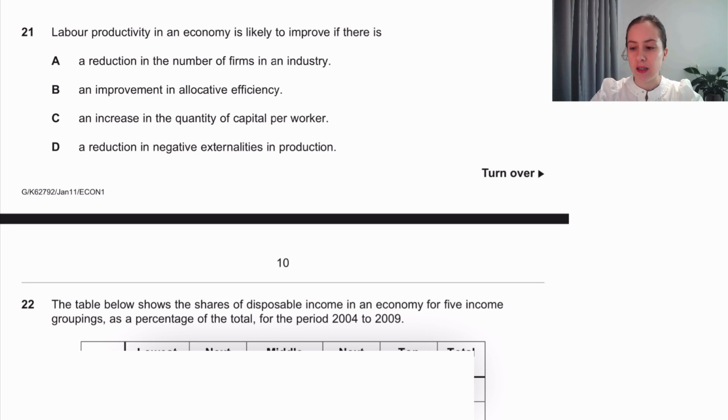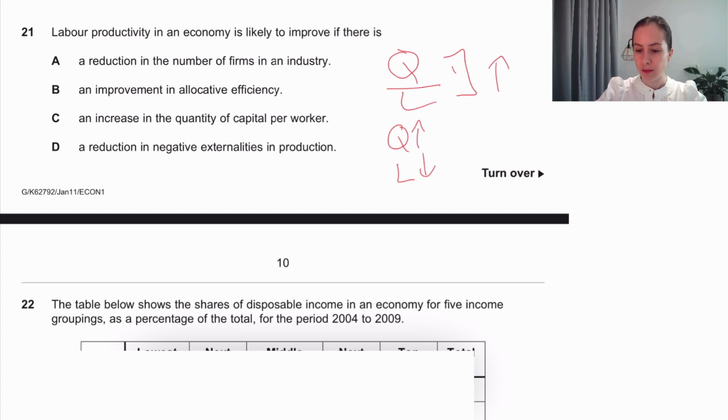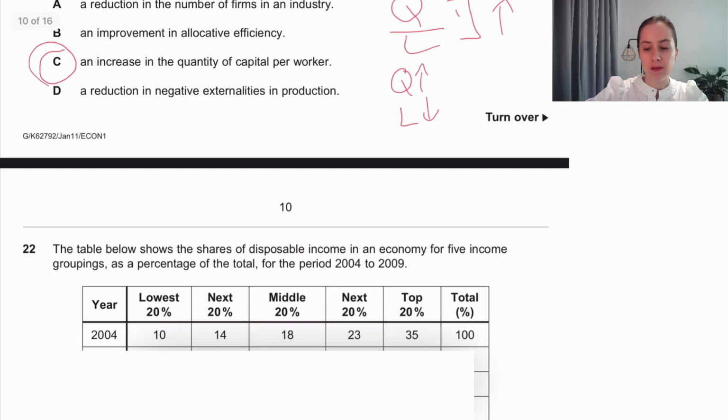Labor productivity in an economy is likely to improve if there is a better technology, because labor productivity is the quantity of your output divided by your labor. So if this increases, it's either because you've got more quantity or less labor. And there's more capital per worker. The workers will be able to become more productive because they'll have all these machines that help them better utilize their labor, and they'll produce more output per person.